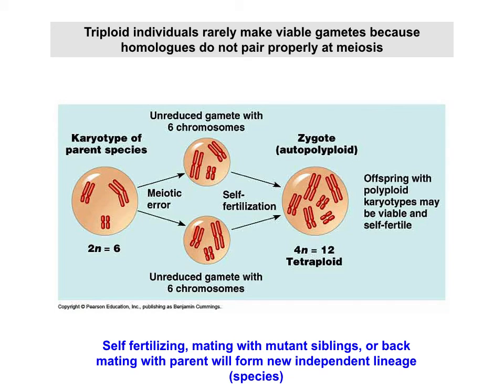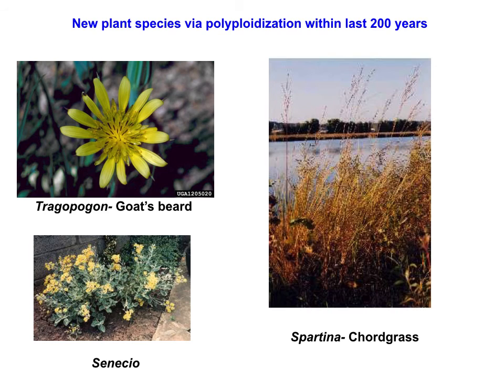This slide just spells out that process and the formation of a tetraploid species. Again, self-fertilization, mating with a mutant sibling, or backmating with a parent are important events for this formation to occur. And we've seen this over the last 200 years occurring in lots and lots of different plants. This speciation, or this genome duplication resulting in new species. Here are just a few examples of those.